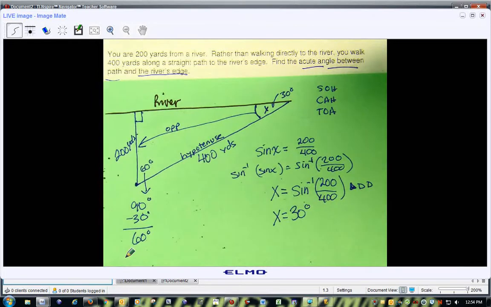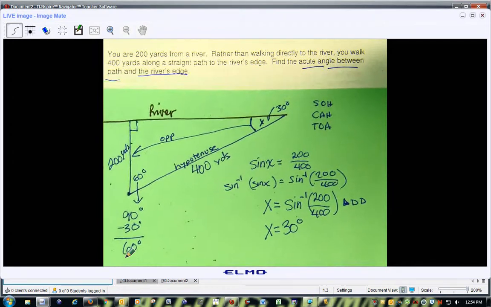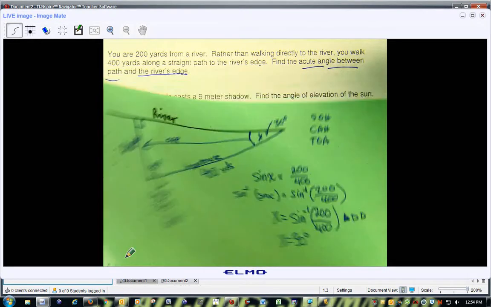Now tonight, ladies and gentlemen, on both sets of worksheets, I want you to work on the even problems.